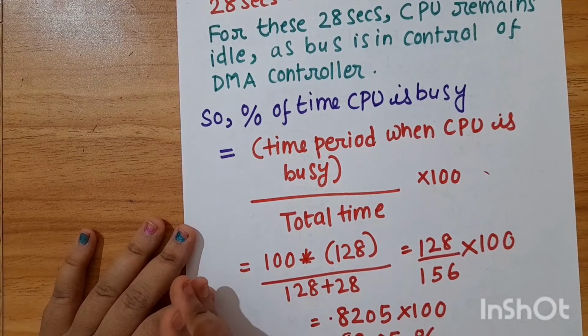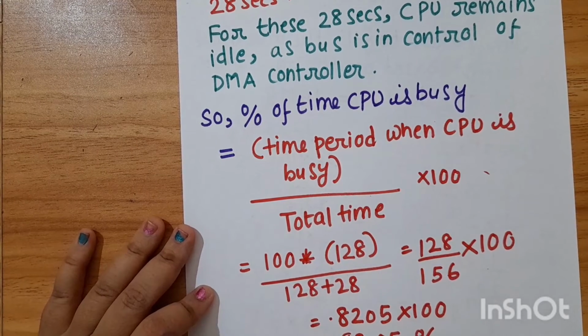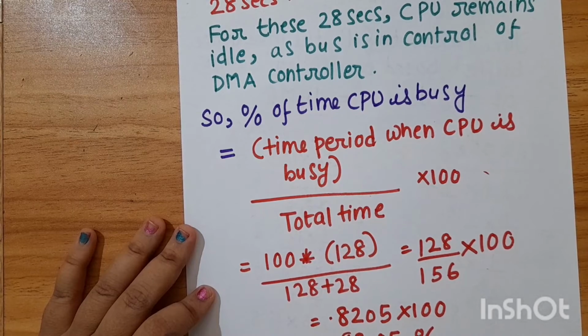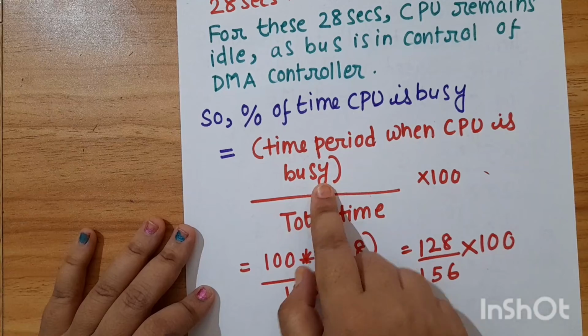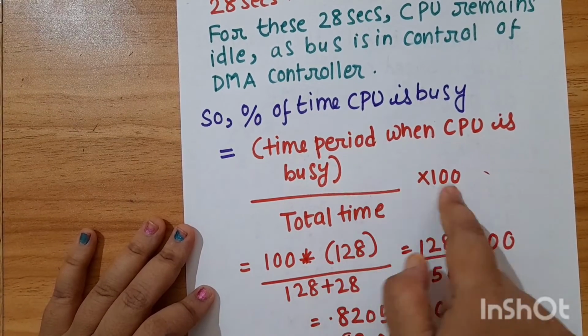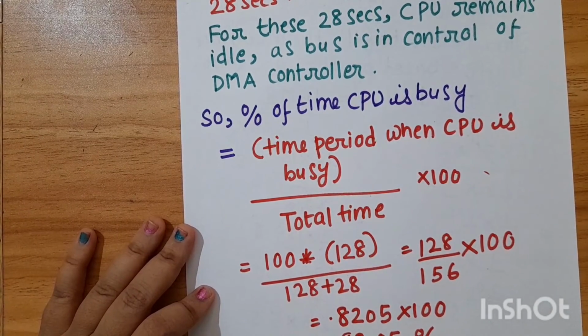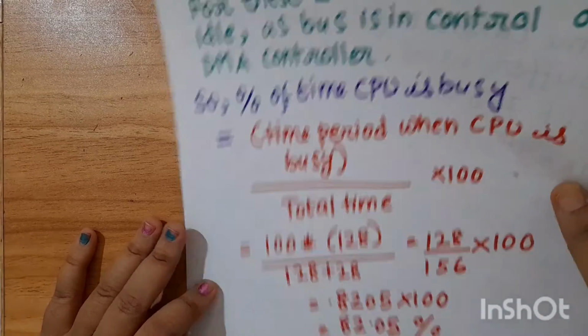So in order to transfer 16 MB of data from the I/O device to the memory, first of all we need to fill up the interface buffer. Once the interface buffer is filled, then only the DMA takes the control of the bus from the CPU. So during the time when the interface buffer is getting filled, the CPU is busy. So the time period when the CPU is busy divided by the total time, into 100, will give the percentage of time of busyness of the CPU.